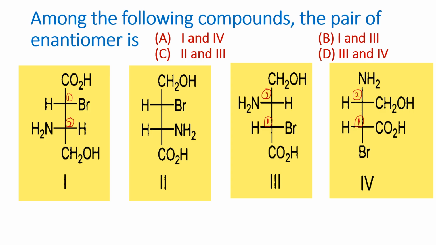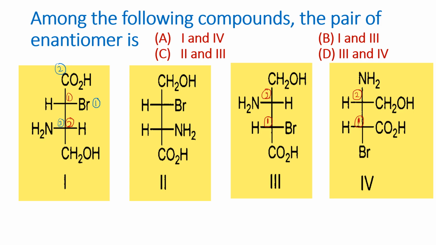So now let us start with structure 1. In structure 1, the bromo group gets the first priority. Then the carboxylic acid group gets the second priority. And the third priority goes to the third carbon, which is the carbon chain, and the fourth priority to the hydrogen.